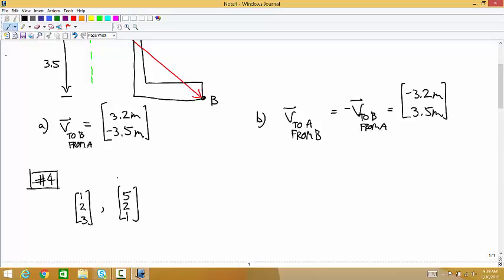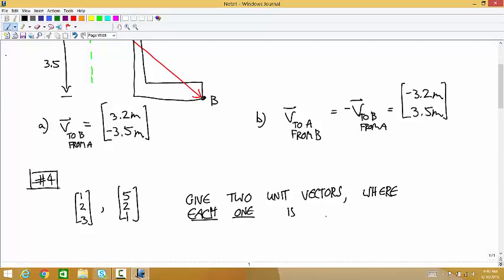And we want to come up with 2 vectors. Oh, does it say 2 unit vectors or just 2 vectors? Give 2 unit vectors where each one is perpendicular to both of these. Tried to clarify that, and somehow I made it sound more confusing. Each one of these 2 vectors is perpendicular to both given vectors.